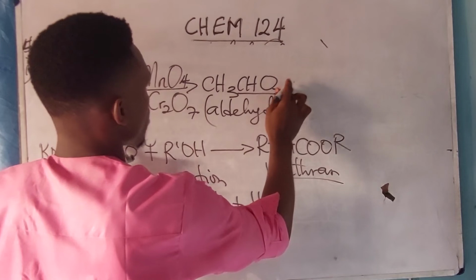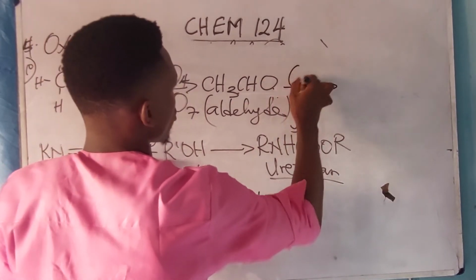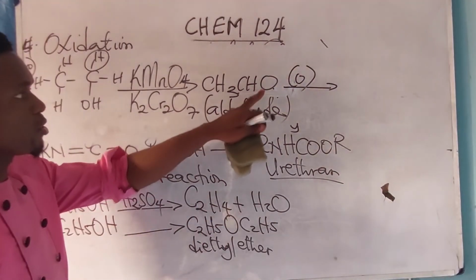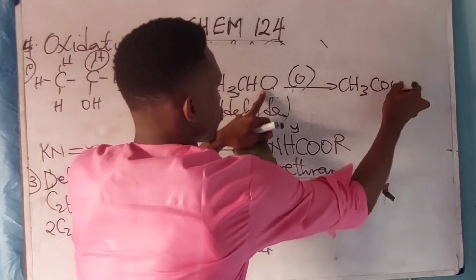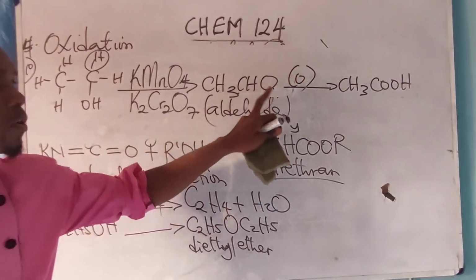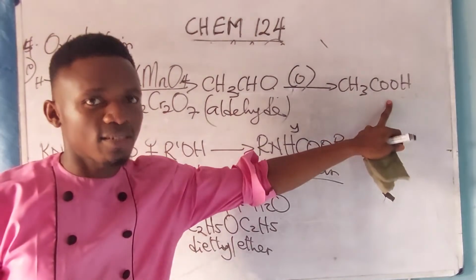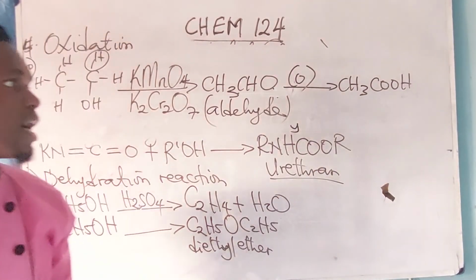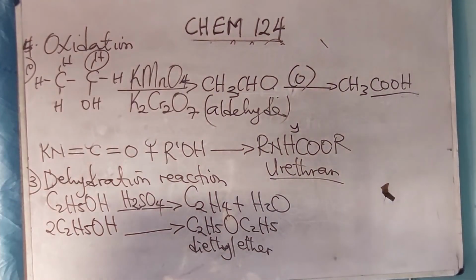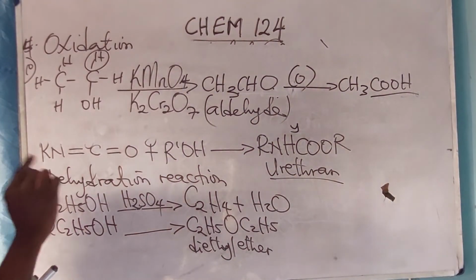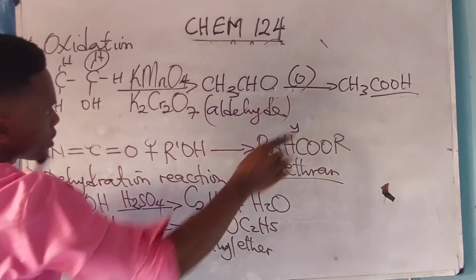Now, I want to add oxygen. If I add oxygen to this molecule, it becomes what? CH3COOH. Alright, this compound is called what? Ethanoic acid or acetic acid, a carboxylic acid. You can see this is the carboxylic functional group. So the oxidation of primary alcohol produces aldehyde and carboxylic acid.